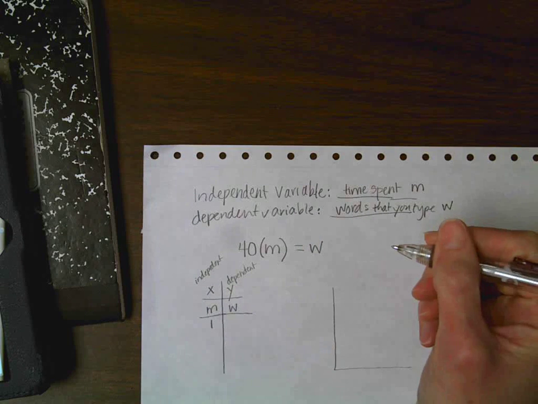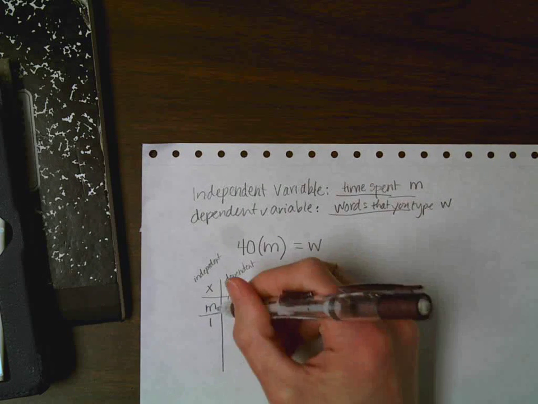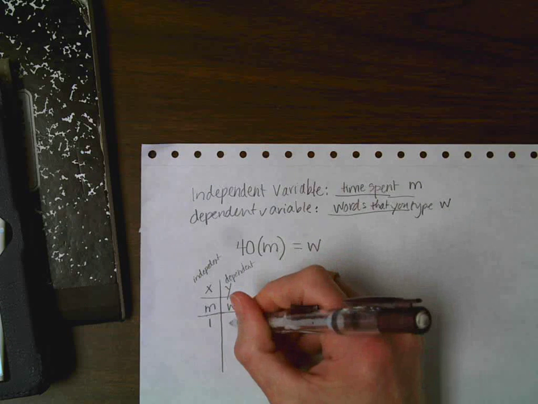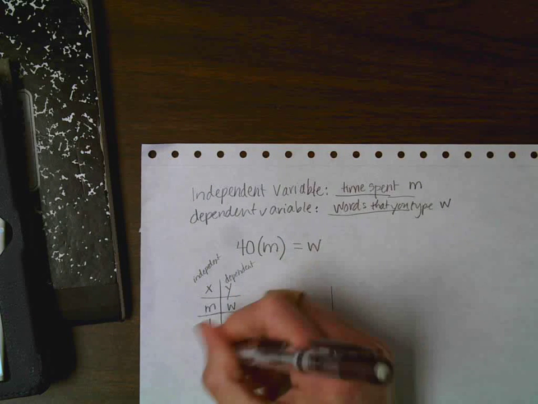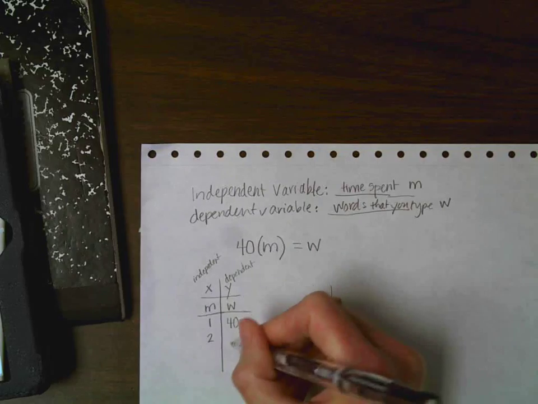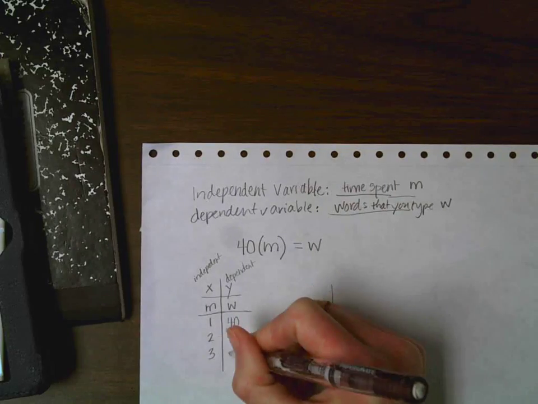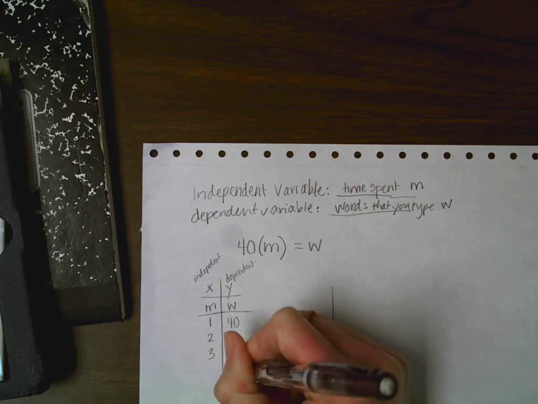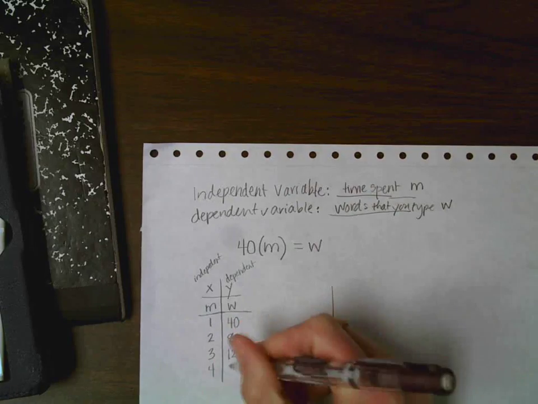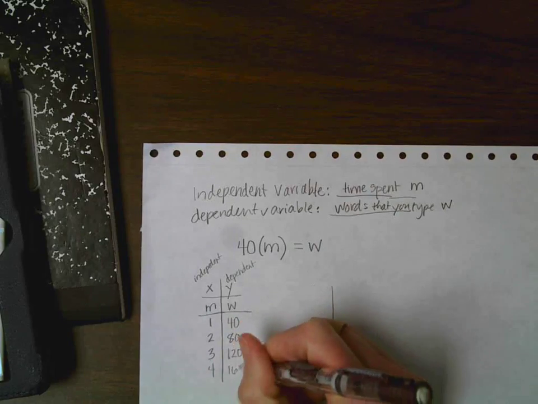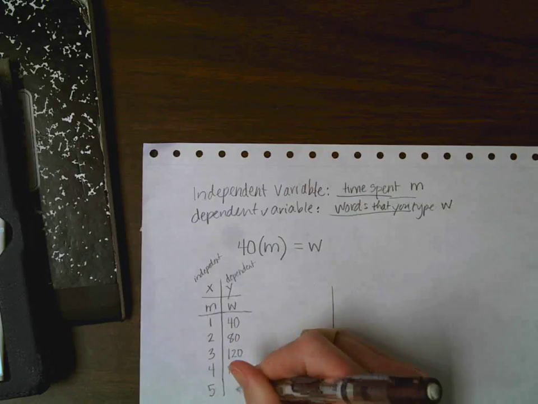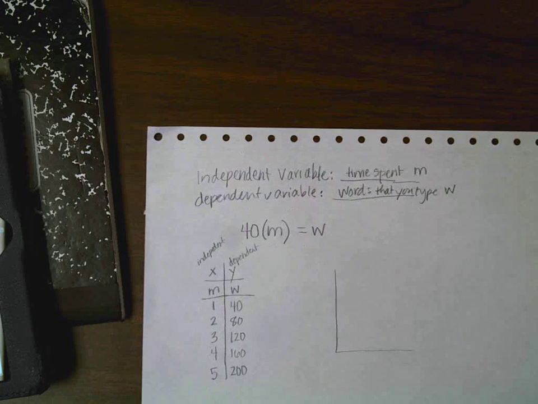So if we put 1 minute in there, no, Evan. If he only typed for 1 minute, how many words did he type? 40. If he typed for 2 minutes, how many words did he type? 80. If he typed for 3 minutes, how many words? 120. If he typed for 4 minutes, how many did he type? 160. If he typed for 5 minutes, how many did he type? 200. And we'll stop there.